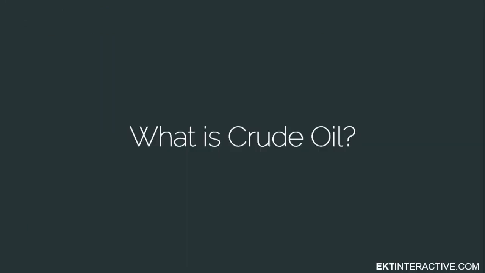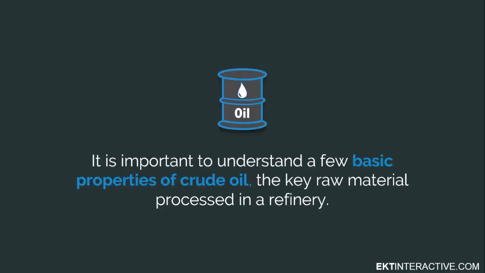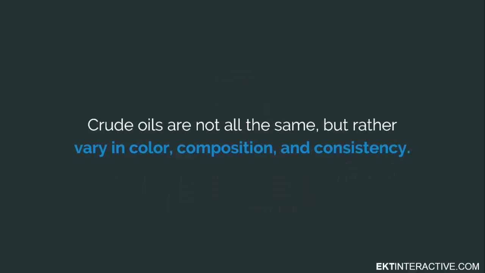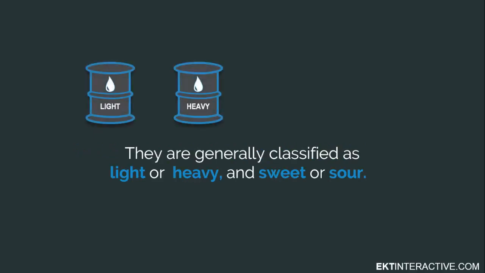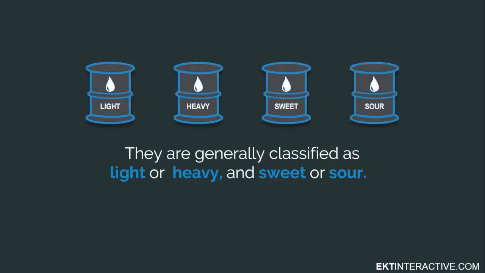So, what exactly is crude oil? It is important to understand a few basic properties of crude oil, the key raw material processed in a refinery. Crude oils are not all the same, but rather vary in color, composition, and consistency. They are generally classified as light or heavy and sweet or sour.